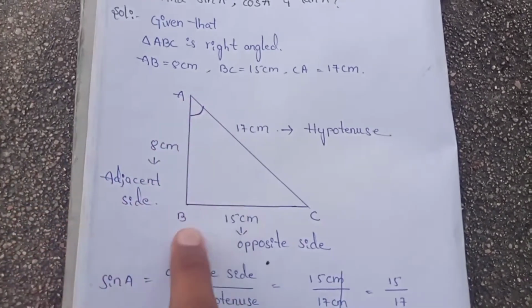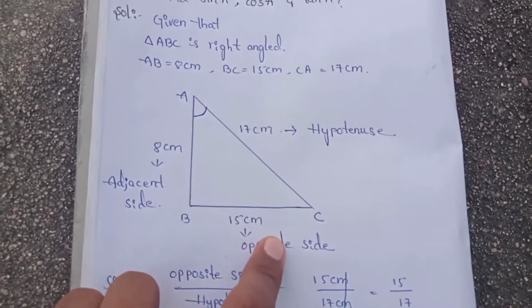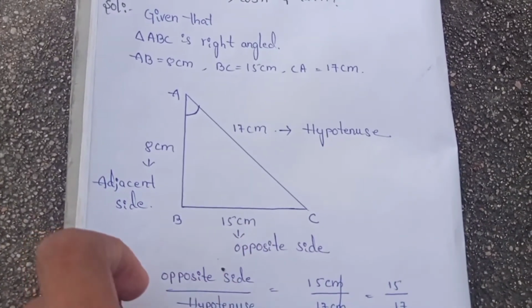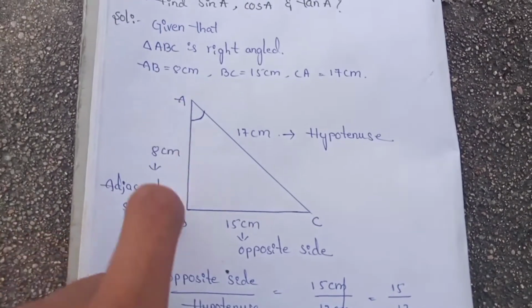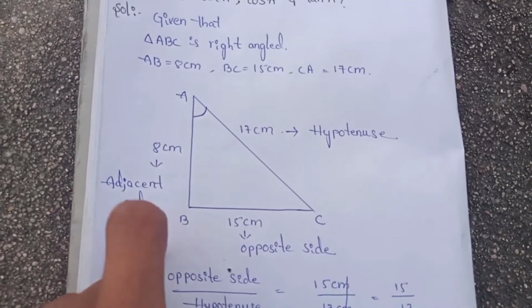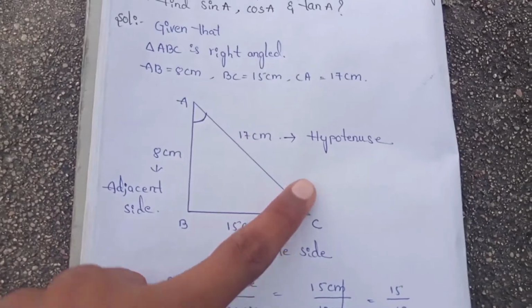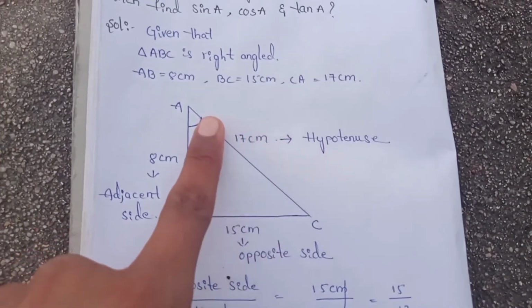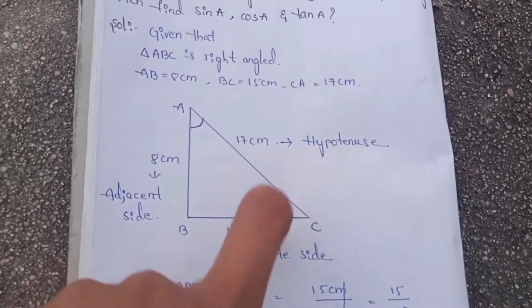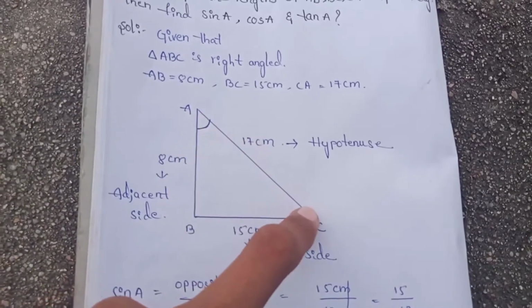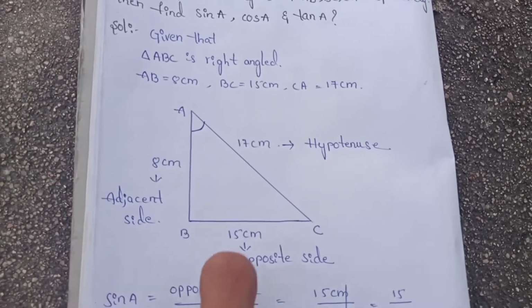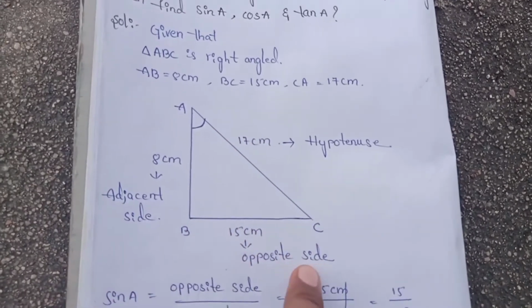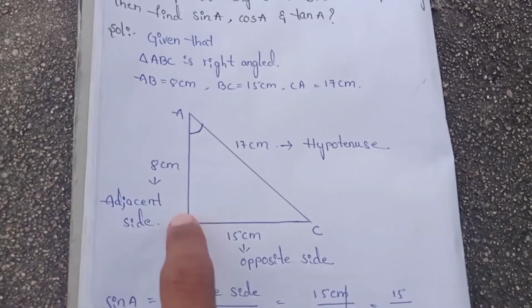See, BC is the opposite side, and adjacent side means beside. AB is the adjacent side. Hypotenuse is AC. Hypotenuse is nothing but the largest side in a triangle. See, AC is greater than AB and BC, so this is the hypotenuse. BC is the opposite side and AB is the adjacent side.